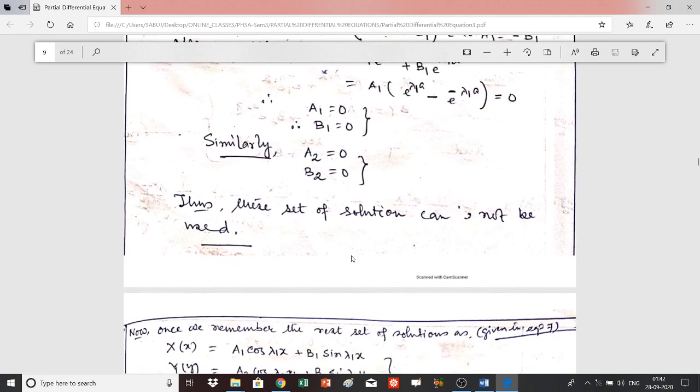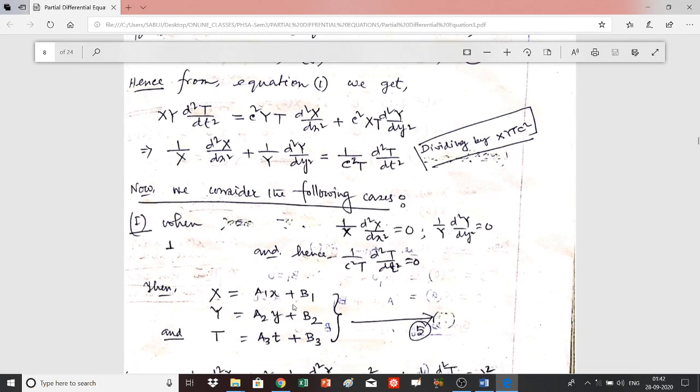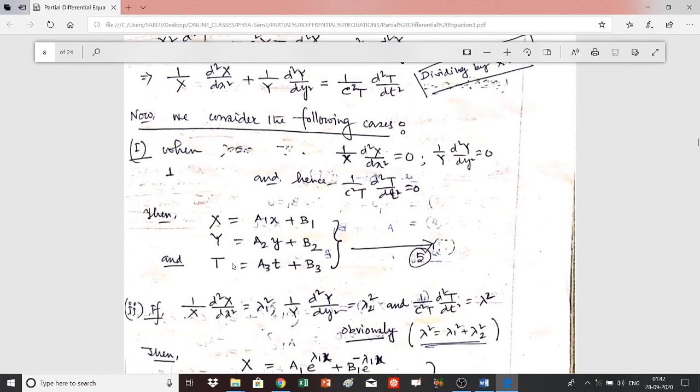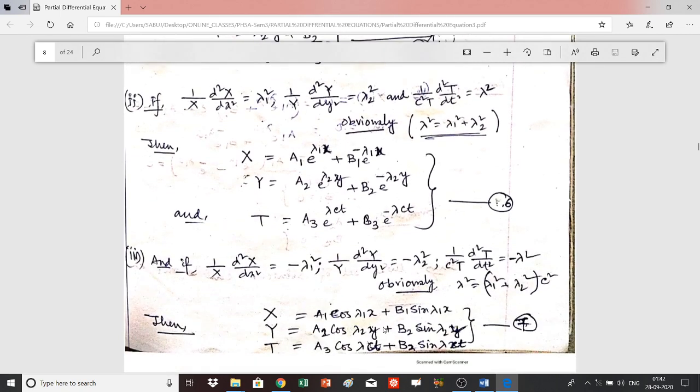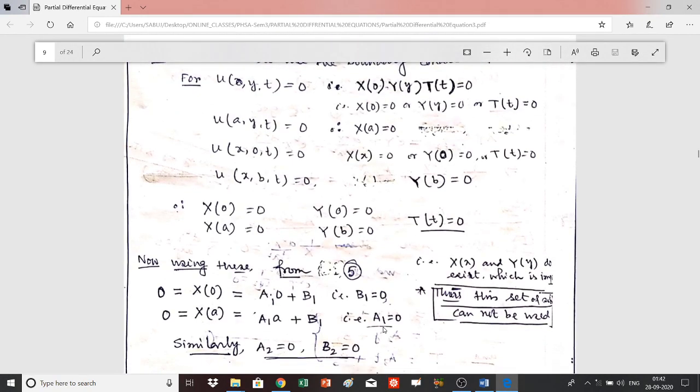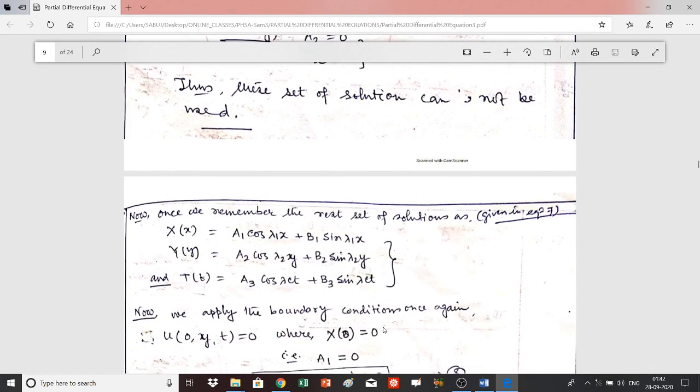So therefore the solution given by this equation cannot be possible. So this solution is cancelled. There are two possibilities, that is this and this. Now to check which one of these are applicable or will be considered. The rest two solutions are also given here.